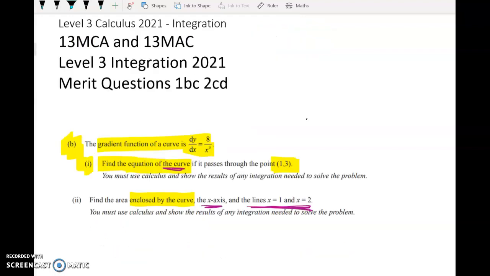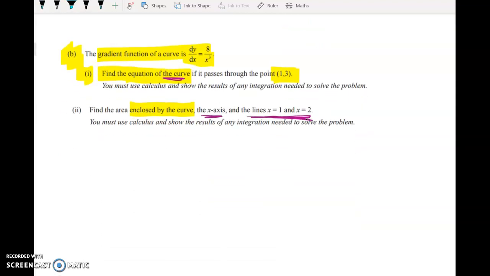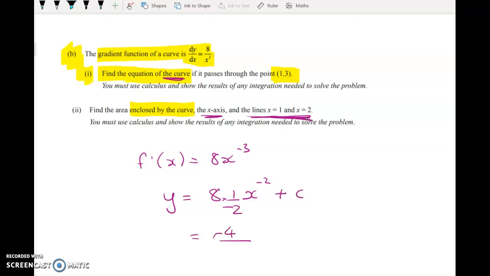Okay, so going all the way back to 1b, let's look at what we've got. Well, we've got the gradient function. So f dash of x is equal to 8x to the negative 3. So f of x or y will be 8 times x to the negative 2 times 1 over negative 2, doing backwards chain rule, plus c. So that gives me negative 4 over x squared plus c.